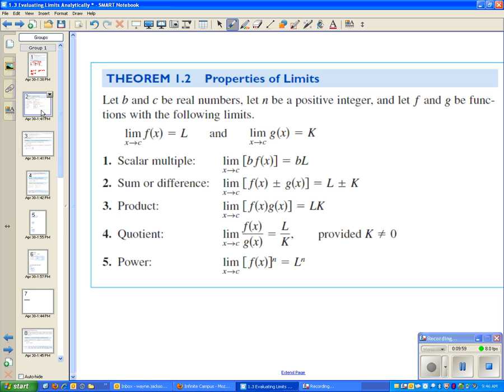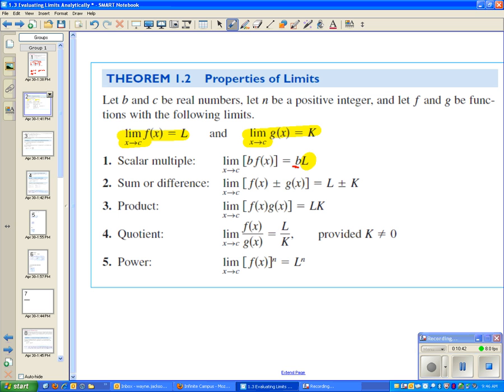All right. Now, here's another theorem with lots of properties. Lots of good properties. B and C are real numbers again. N is a positive integer, so we're not ready to deal with exponents that are negative or fractions. And let f and g be functions. And they tell us that the limit of f of x as x approaches c is L, and the limit of g of x as x approaches c is K. So our first property is scalar multiple. If you have the limit of f of x times a constant, you can turn that into the limit of f of x times that constant.